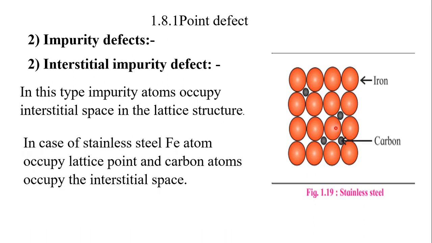Here in the case of stainless steel, the carbon atoms occupy the interstitial position, and the percentage of carbon is very small. And one more point, there is a condition, that the size of the impurity atom should be smaller than the host atom. Then only can the impurity atom acquire the interstitial position. So such a type of impurity defect is called an interstitial defect.